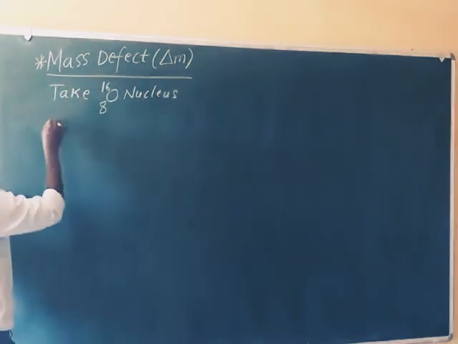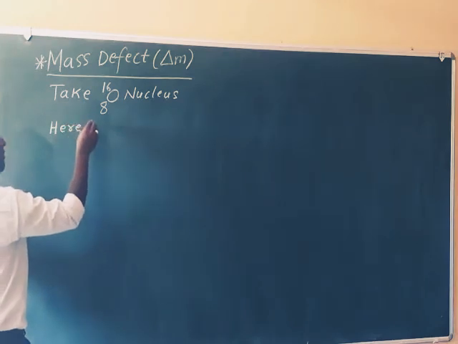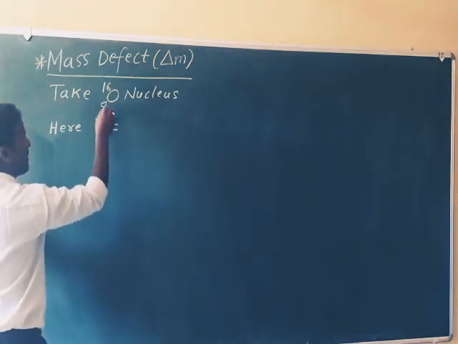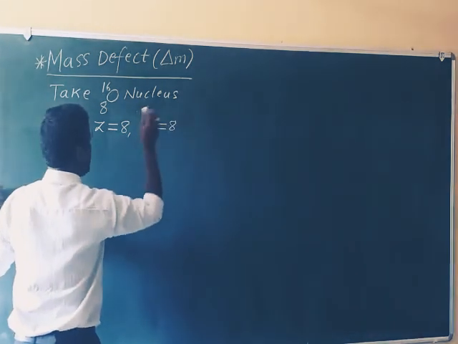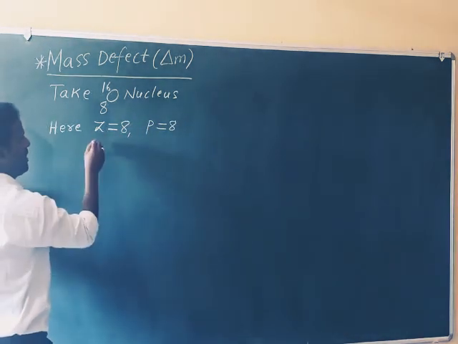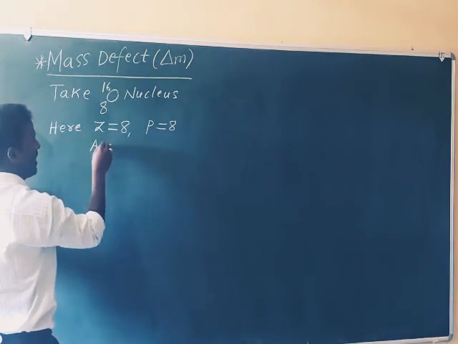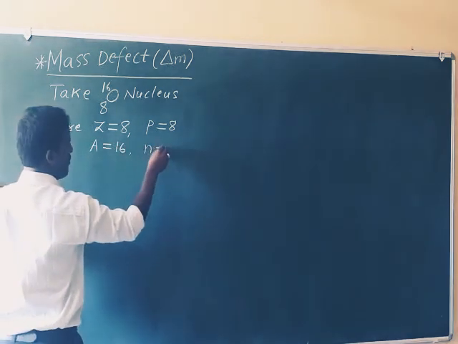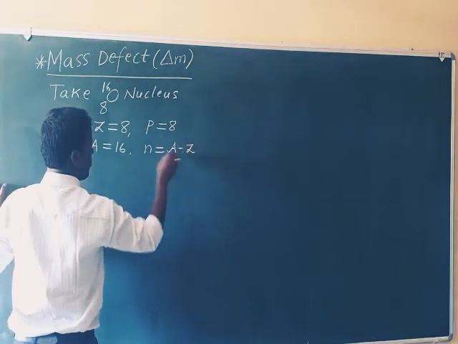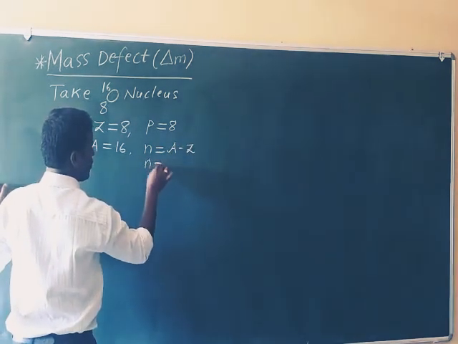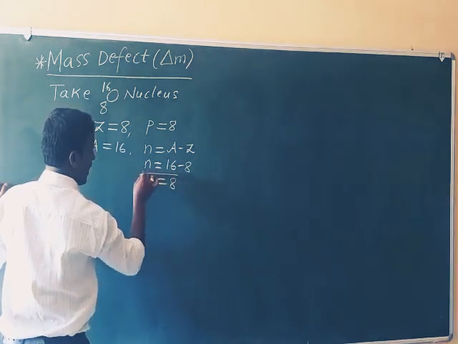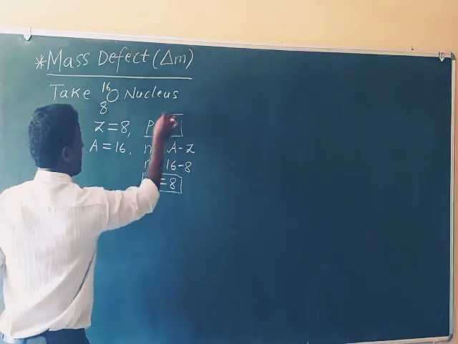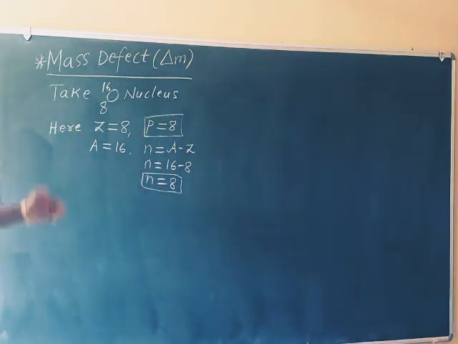See here, how many protons are there? Protons, Z equals atomic number, is 8. Z equals 8, that is, protons 8, right? Next, mass number A equals 16. Neutrons is A minus Z. So N equals A, which is 16, minus 8. So here N equals 8. Number of protons 8, number of neutrons 8.